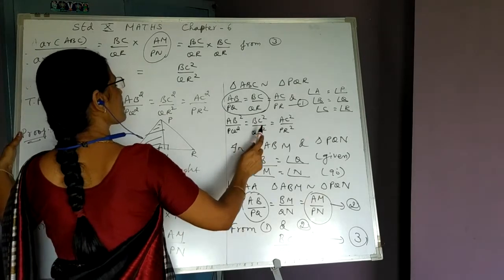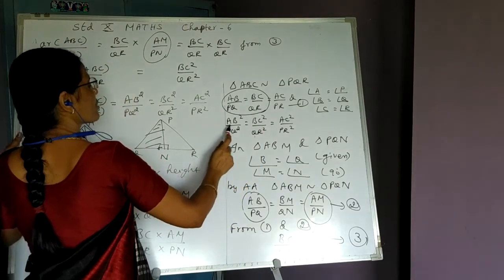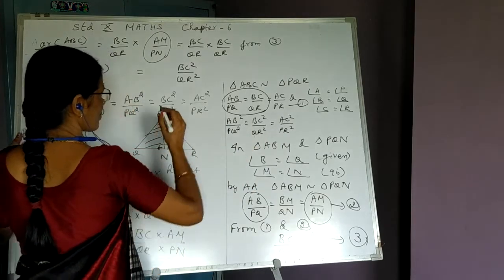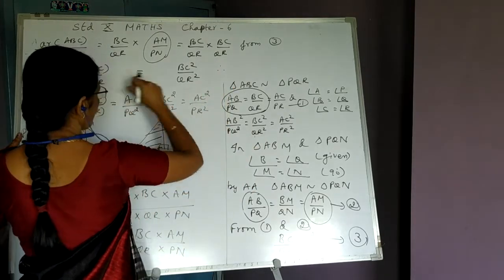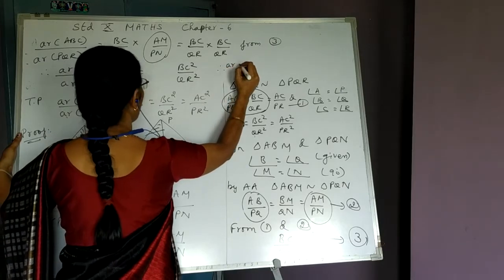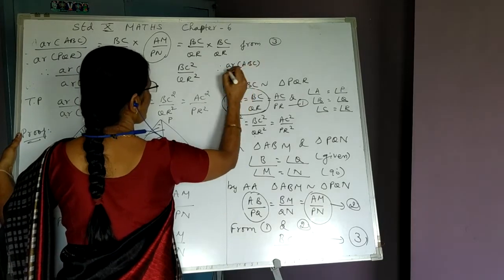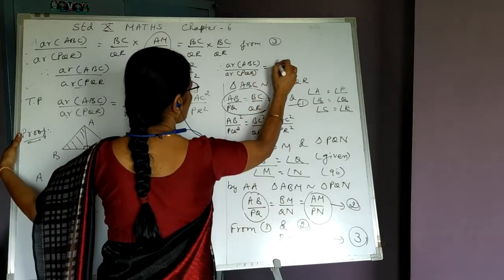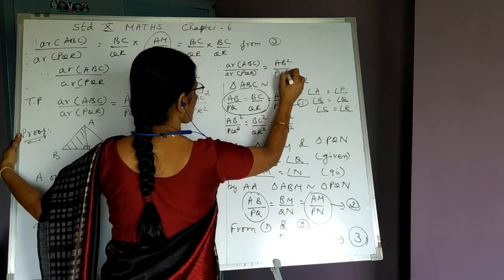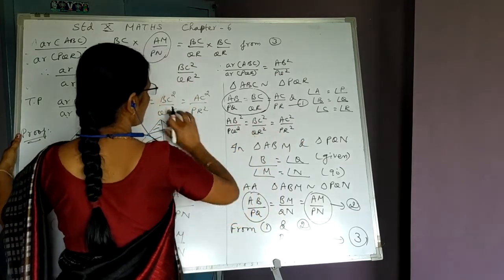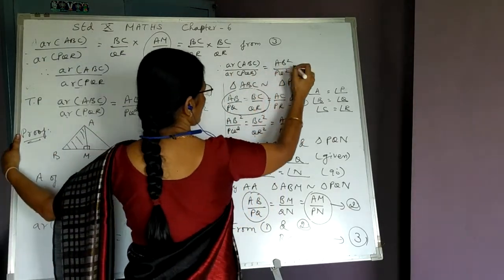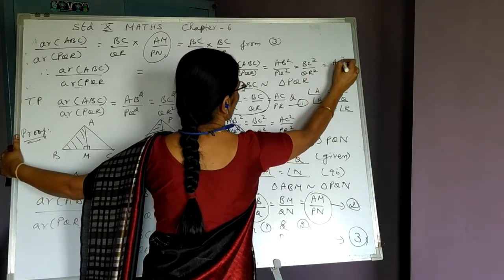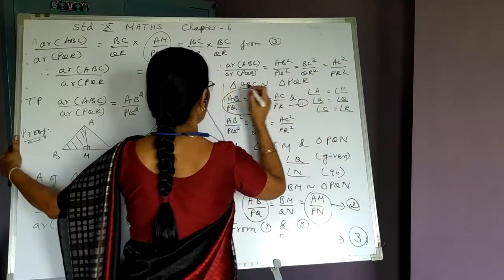But what is BC square upon QR square? It is also equal to AB square upon PQ square and AC square upon PR square. Therefore, I conclude this answer. Area of ABC upon area of PQR is equal to AB square upon PQ square, because all the three are equal. Therefore, we get AB square upon PQ square, BC square upon QR square, which is equal to AC square upon PR square.